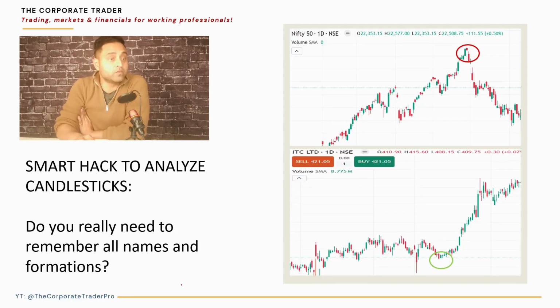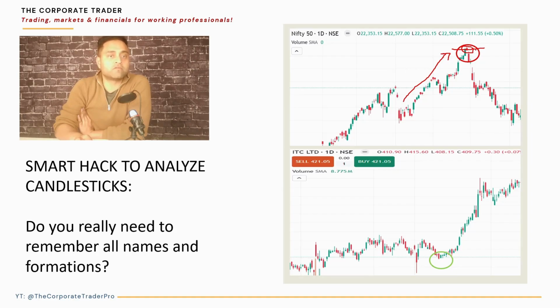Okay, do you really need to remember all names and formations, or just by looking at the candle and where it is forming, you can take an informed decision? The first one on this list is an example for Nifty which formed in the month of September. Okay, so you can see there is a long-term bullish trend. At the end of this bullish trend, there is a candle, a red candle which formed here, which basically tells you that after this long bullish trend, there is some price rejection happening at this level, and there are sellers who are sitting here and they have started selling.